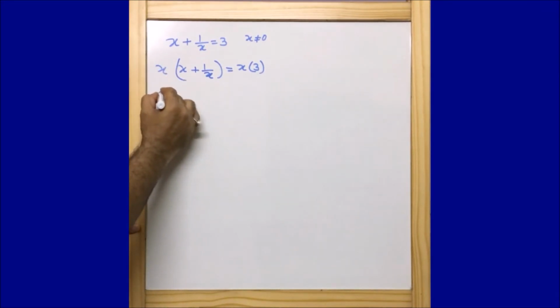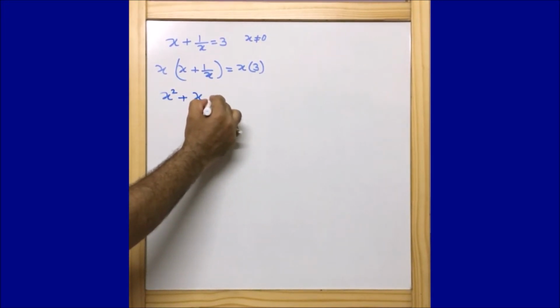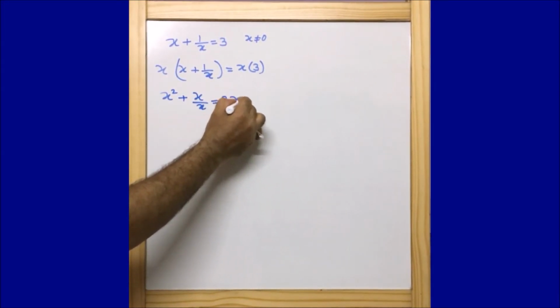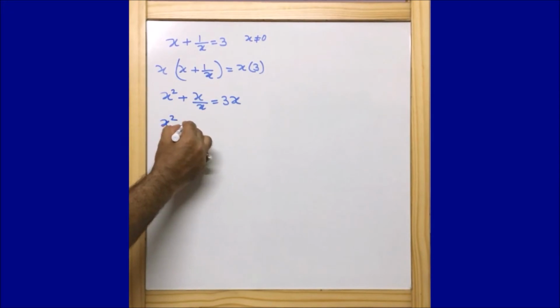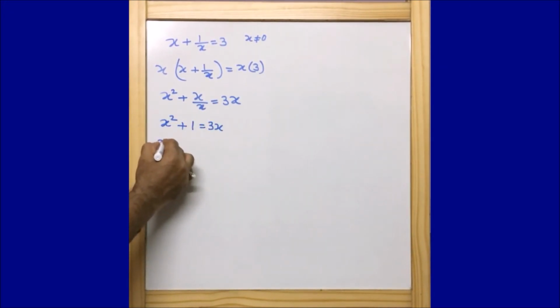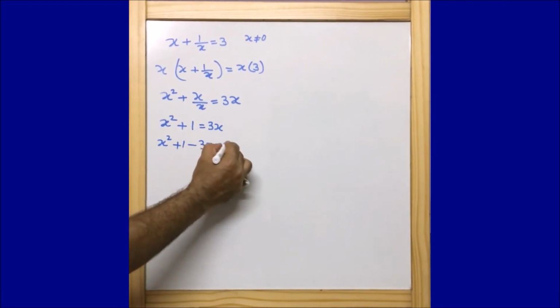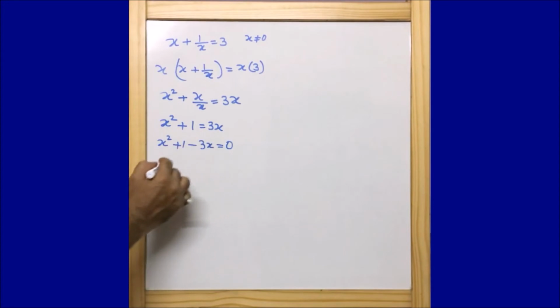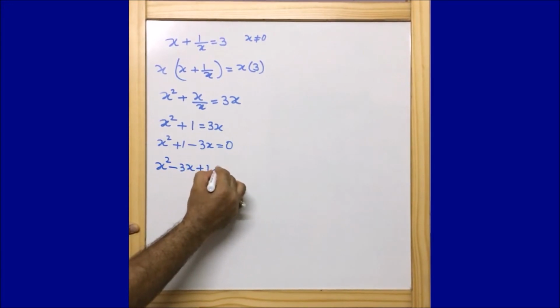x into x is x to the power 2 plus x upon x is equal to 3x, and you could easily see that x upon x is 1. So here I can write x square plus 1 is equal to 3x, or I can write x square plus 1 minus 3x is equal to 0. Now let me rearrange this equation. I can write x square minus 3x plus 1 is equal to 0.